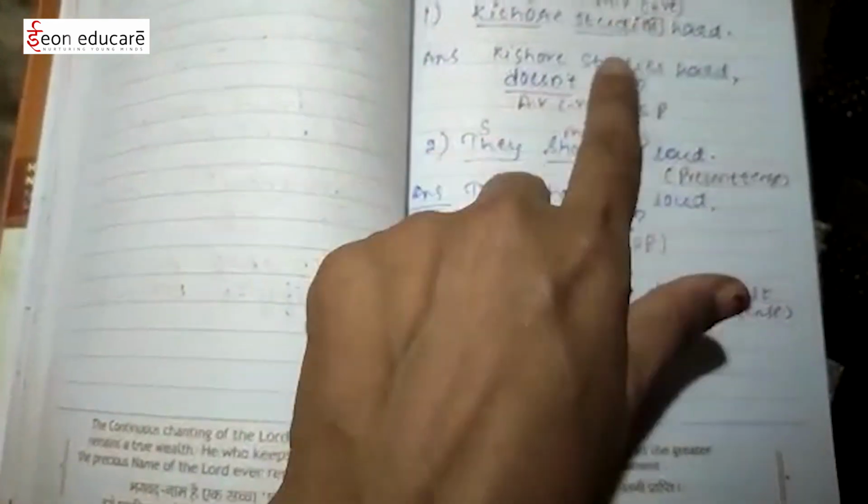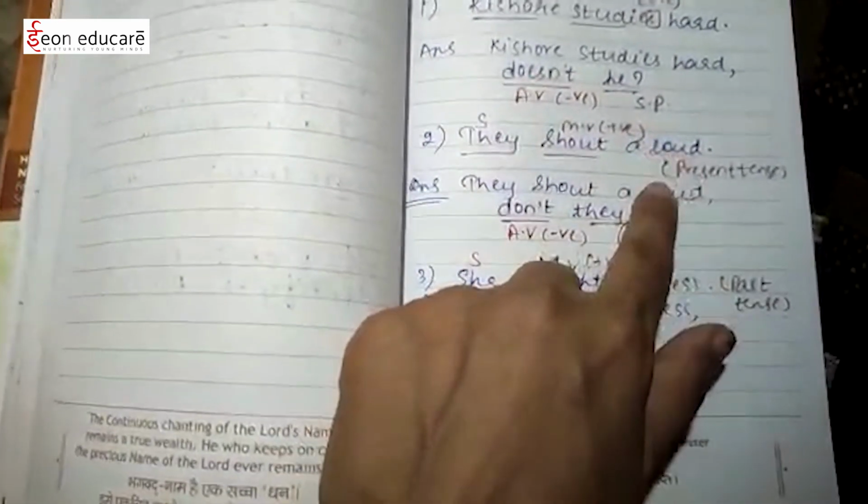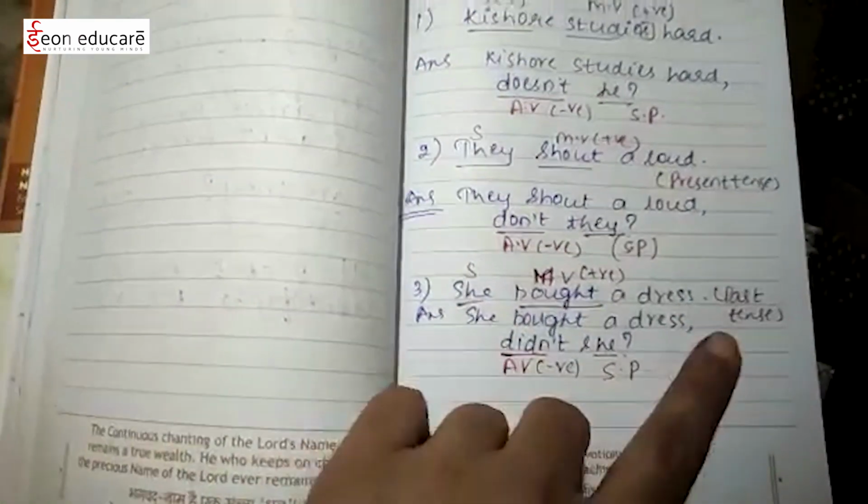Okay, if you are having S, then you are supposed to write doesn't. If you are having present tense, you are supposed to write don't. If you are having past tense, you are supposed to write didn't.